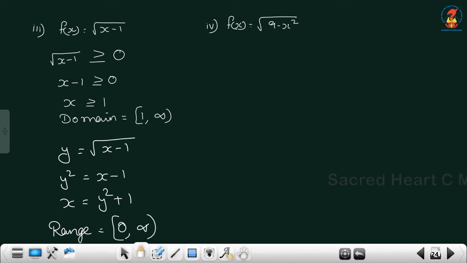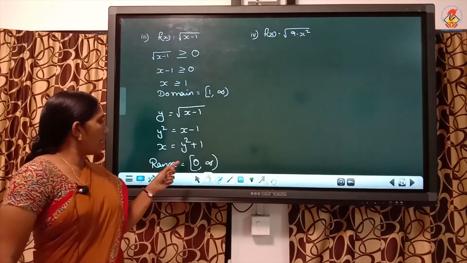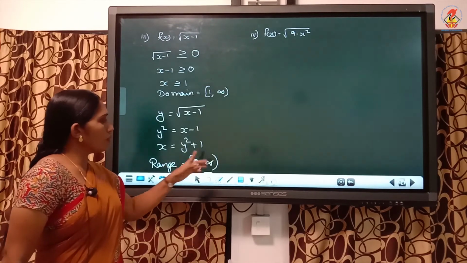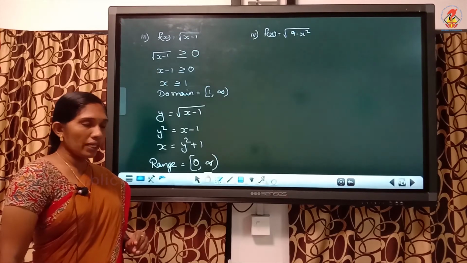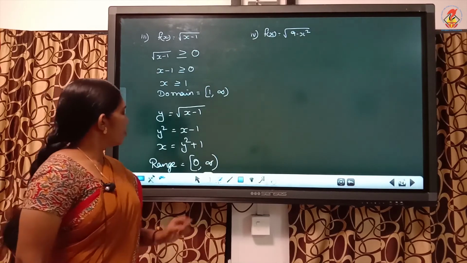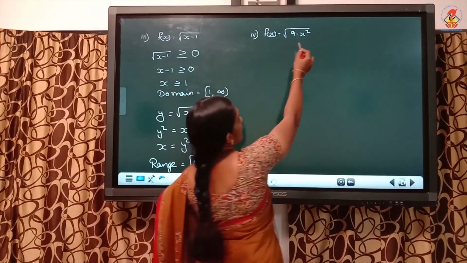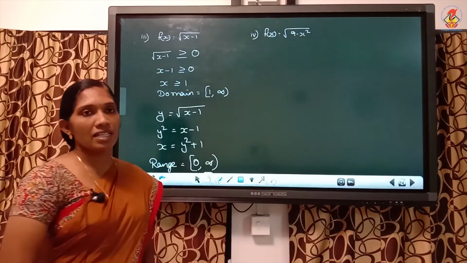This root of x minus 1, x values are 1 to infinity. So when we substitute 1 to infinity, this part cannot be negative. The smallest value you will get is 0. Then more than that. So range is equal to 0 to infinity. Now the next one, f of x is root of 9 minus x square.